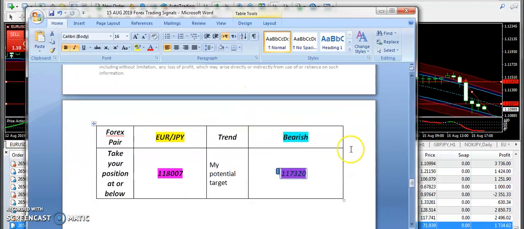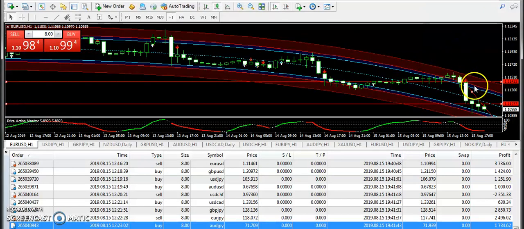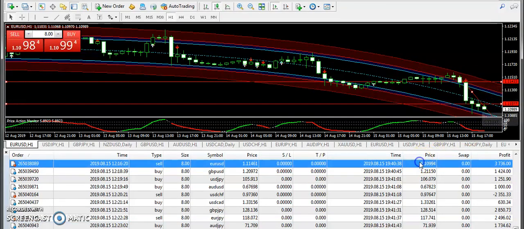Okay, now let's move towards today's analysis, and we are going to start with EUR/USD with a bearish trend from 1.11433, and 1.11077 was the target price. And guys, you can see the market already made the target price with a downward trend on EUR/USD, and congratulations to all those traders who have taken the sell positions today on this pair.